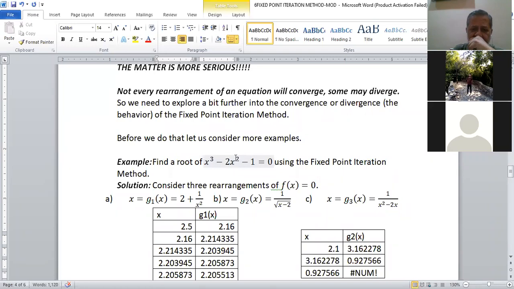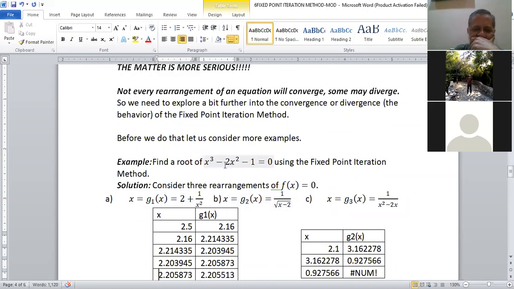And we go to solve this equation using the fixed point iteration method, for which we require some rearrangements. One rearrangement is x is equal to 2 plus 1 upon x square. You can check algebraically how x cube minus 2x square minus 1 is equal to 0 is changed to x is equal to 2 plus 1 upon x square. Simply divide throughout by x square and you will get this arrangement. How is this arrangement obtained?